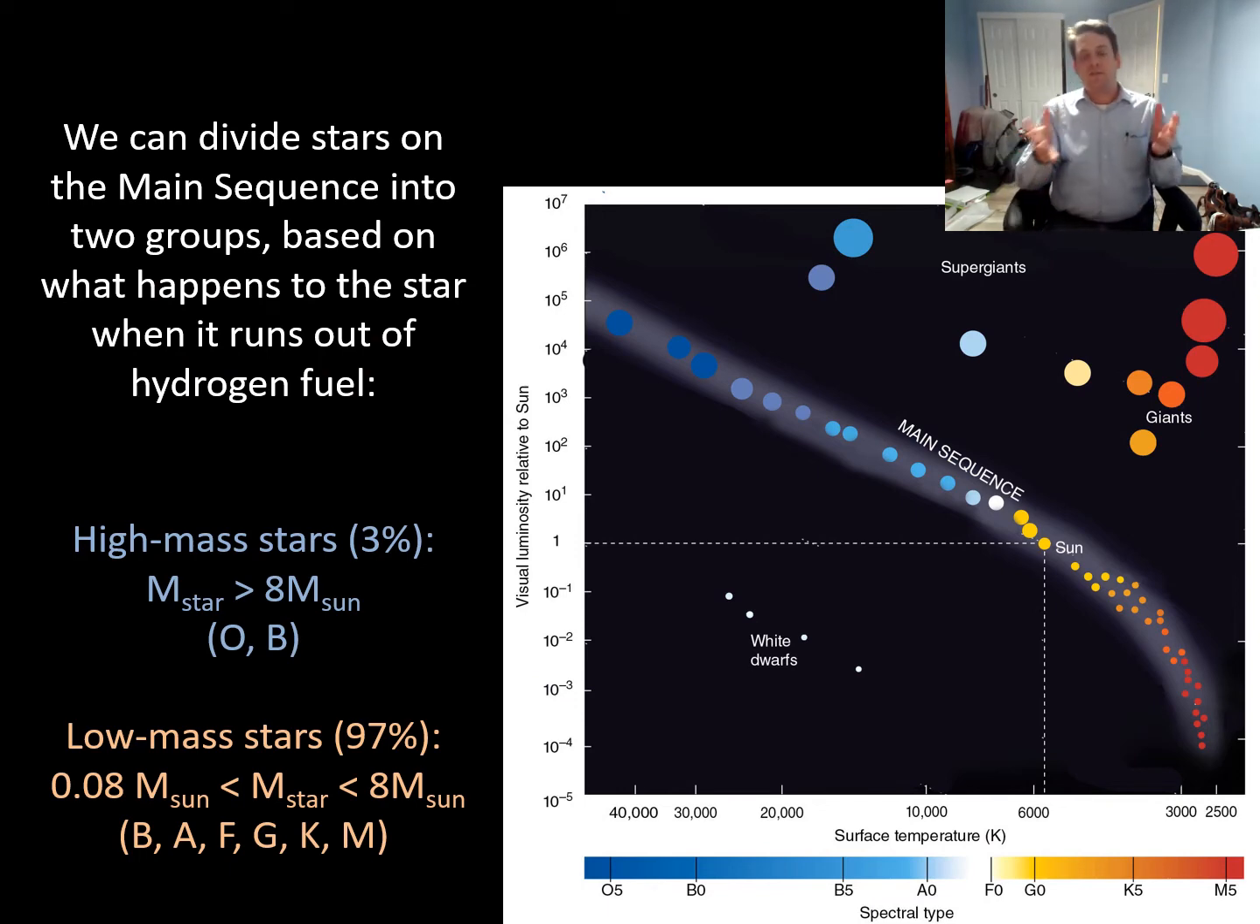So as I've suggested, though I haven't been too detailed about it yet, we can divide stars on the main sequence into two basic groups. And it's based on what happens to the star when it runs out of hydrogen. So as I said, when a star joins the main sequence, what defines it as a star on the main sequence is these nuclear reactions converting hydrogen to helium in the core.